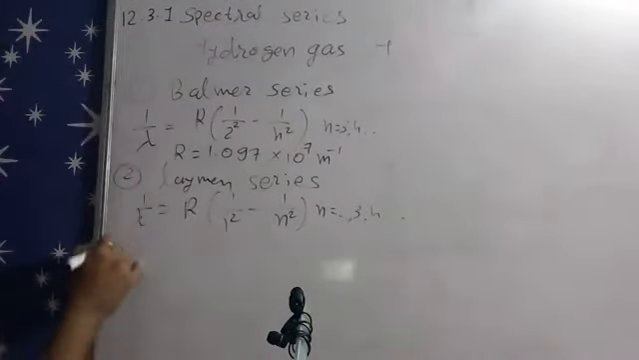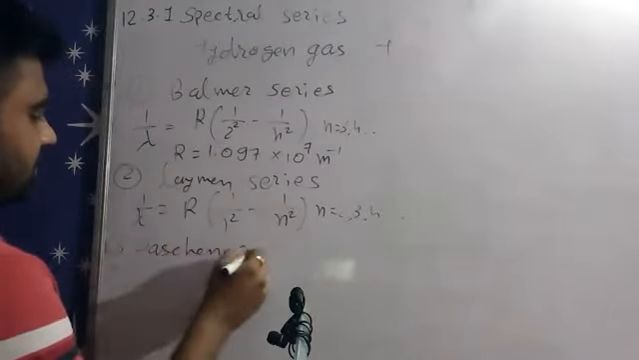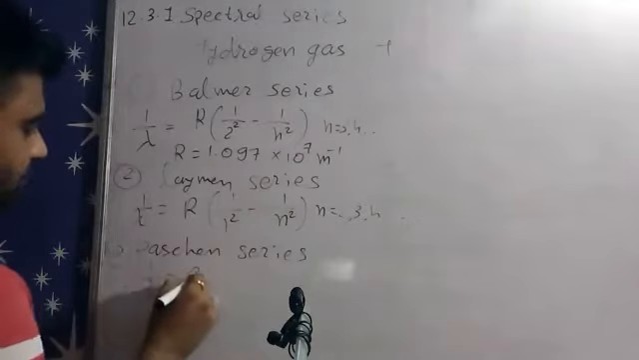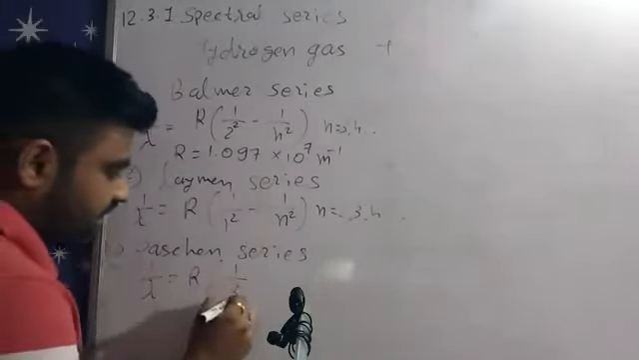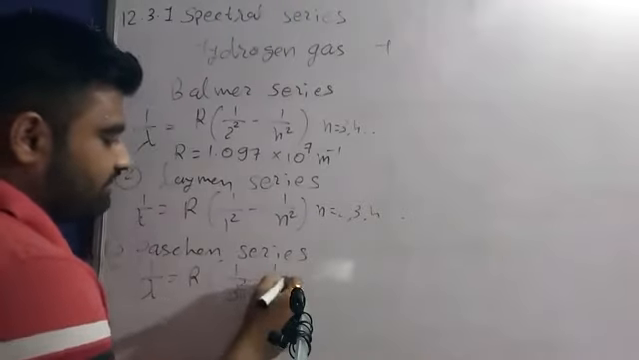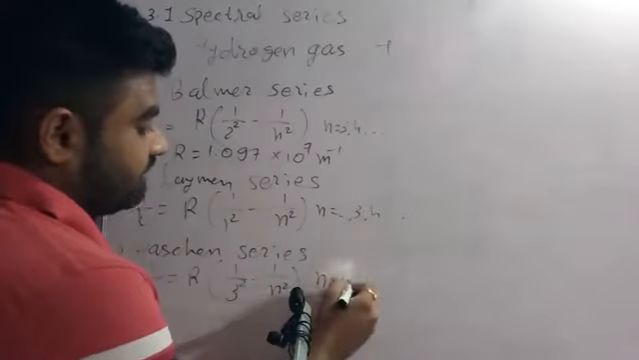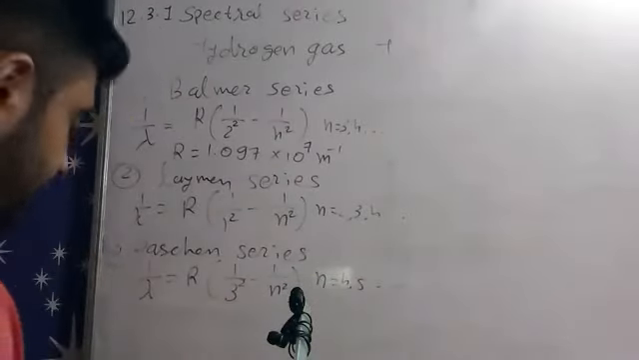Then third, Paschen. In the Paschen series, 1 upon lambda is equal to R into 1 upon 3 square minus 1 upon n square, where n is greater than 3, meaning 4, 5, up to infinity. This is our third series.